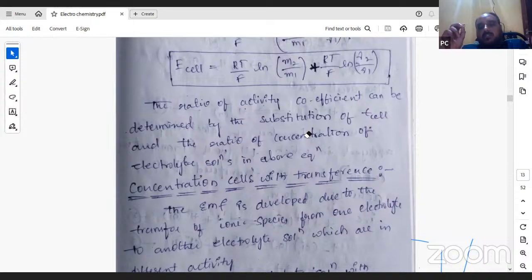Combining both E1 and E2, we can get the total EMF of the cell. That total EMF represents the concentration cell without transference, meaning there is no direct transfer of ionic species from one electrolyte to another electrolyte. If there is a direct transfer, what will happen? That is the concentration cell with transference.